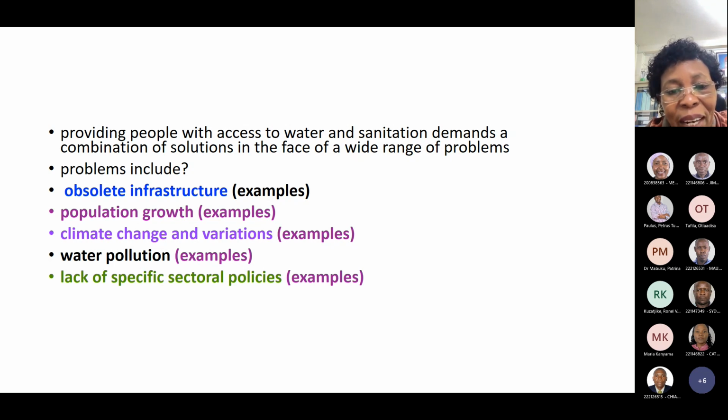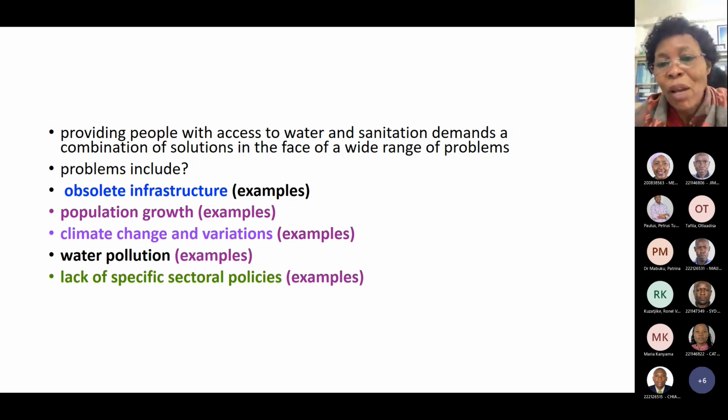And of course, lack of specific sectoral policies in some places. See, a policy actually provides a roadmap: how we should go, where we should go, who is to be involved. And these policies normally have two forms, implicit and explicit policy. So sometimes in some situations and contexts, we lack specific sectoral policies to guide us on water and sanitation matters or issues. Next, please.